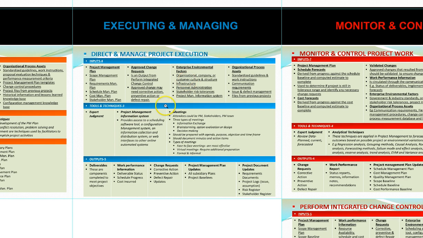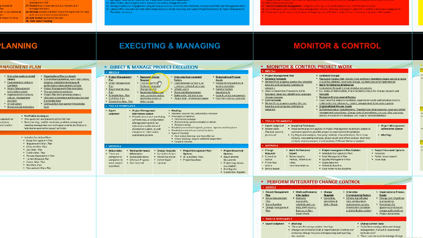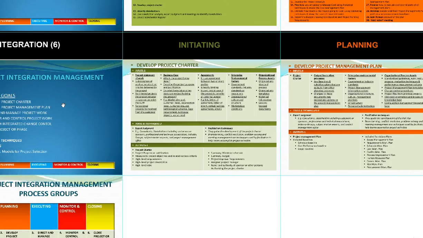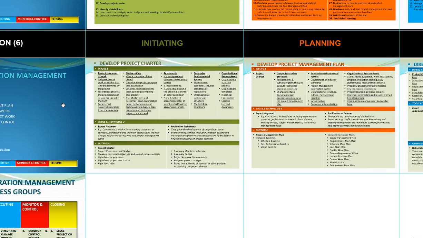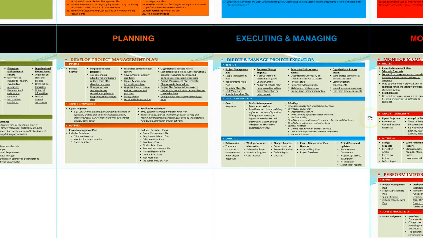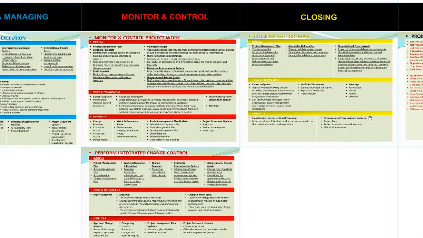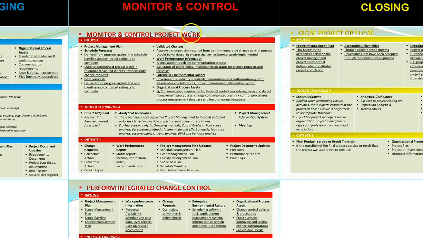So now this was the third process of project integration management. Now let's jump to the fourth process, which falls under the monitoring and control process group. In here we have two processes. The first one is monitor and control project work, and the second process is perform integrated change control.